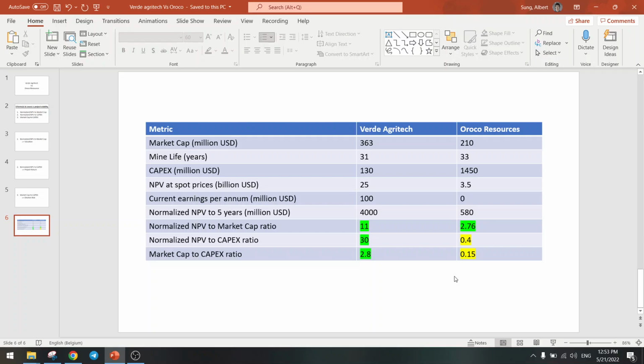And that actually does not give you the high ground. You want to have the high ground in every investment. Verde has the high ground because they have cash flow, they have the market cap to bring the CAPEX online, and they have the value in it. They have the value, they have low CAPEX, and compared to Oroco, there are red flags here.